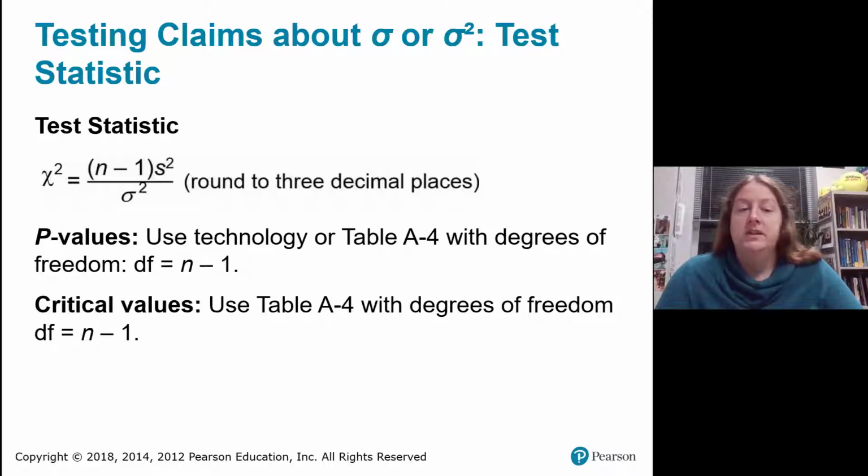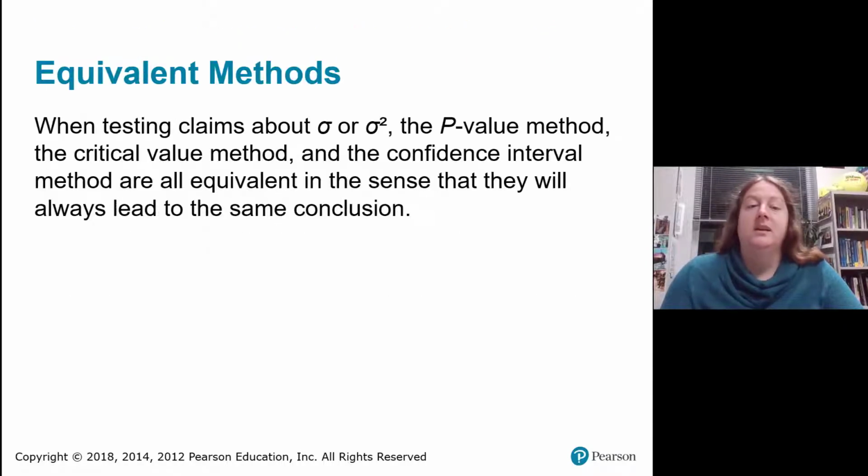So we'll find our p-values by using technology or table A4. Again, we're not going to use technology, but we will be making sure that we can read the output of technology. And our degrees of freedom is going to be n minus 1. For our critical values, we will also be using table A4 with our degrees of freedom being n minus 1.